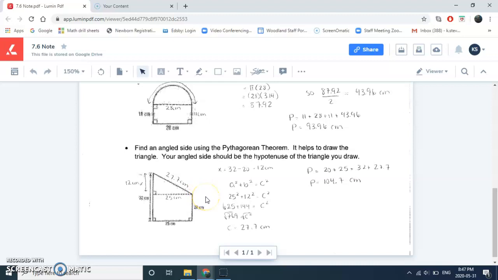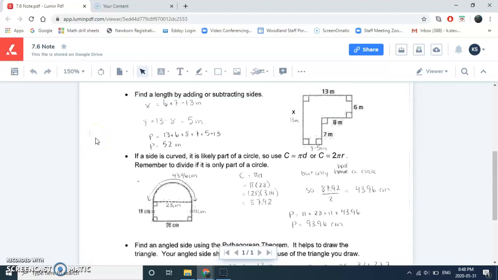So now we can figure out our total. So we can do 20 there, plus our 25, plus the full length of 32. There's no point in cutting that in half at all or anything like that. And then our last side there is 27.7, which when we add those all up, gives us 104.7 centimeters. Always make sure we put in our units as well, especially at the end. It's okay if you don't have them in for everything, but make sure in your final answer that you always have your units.